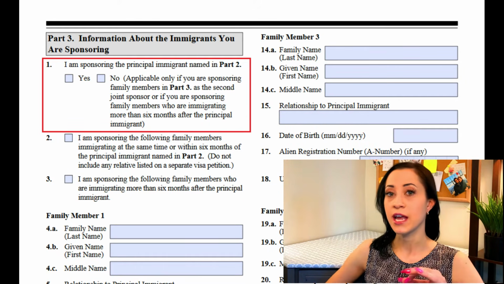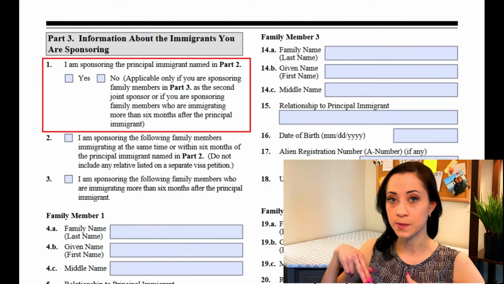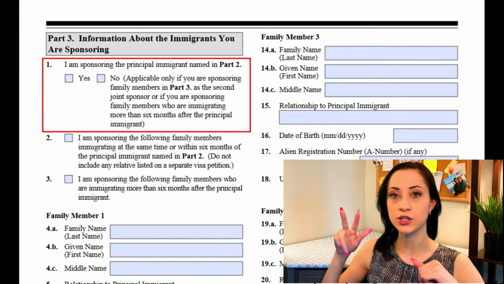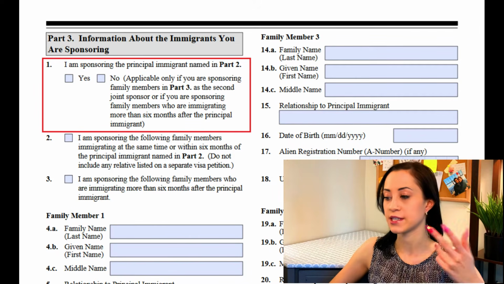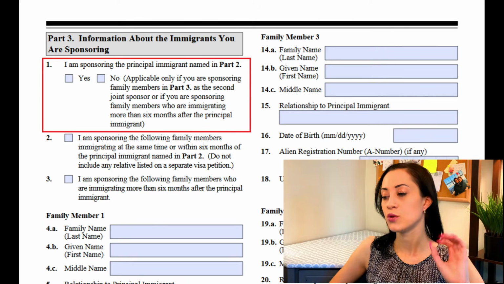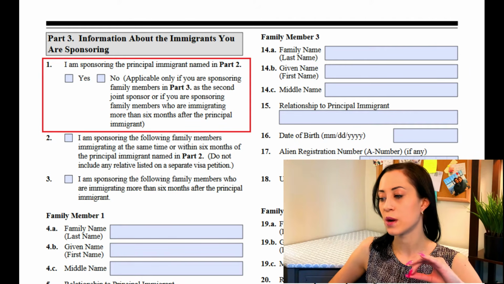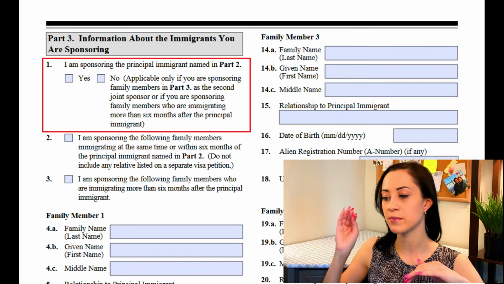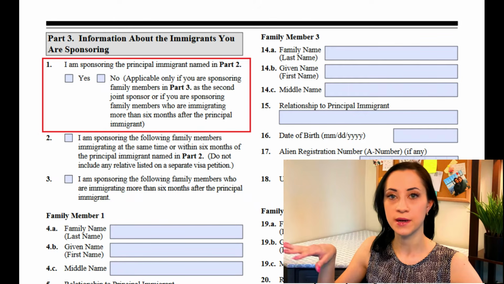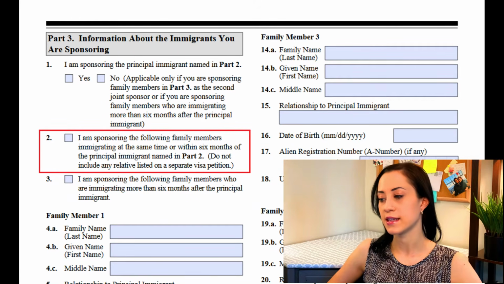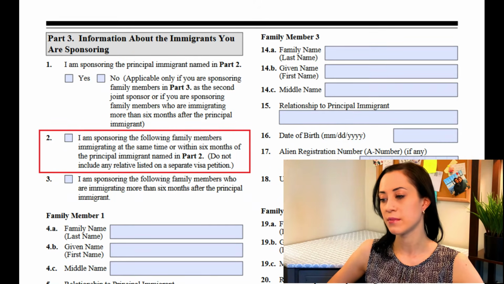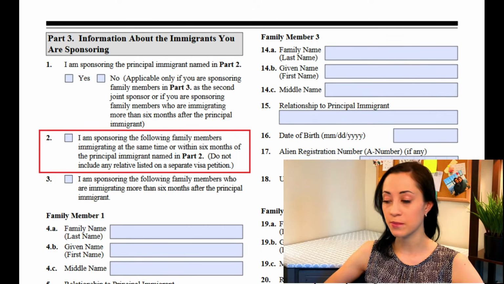Okay? However, if you are the second of the 2 joint sponsors and you are sponsoring the 2 other children that are coming along with the primary immigrant, then you will be selecting no. You will also click no if you are sponsoring principal immigrant's family members who are immigrating more than 6 months after them. Okay, part 3, question 2. You will only select this if you are sponsoring family members of the principal immigrant that are immigrating at the same time or within 6 months of the principal immigrant.